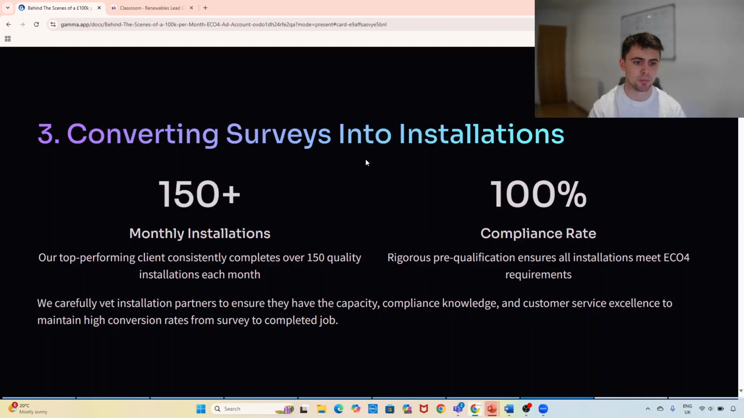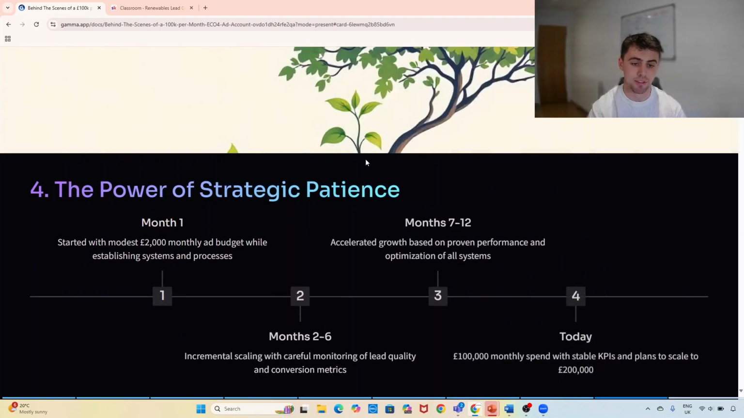So just for an example, this installer in particular, they do over 150 ECO4 installs every single month, and they never have any issues with compliance, and their funder actually gives them additional funding because of how good the jobs they submit are. So it's really important that if you are going to run an advertising campaign, whether that's with us, another company, yourself, that you have your customer service and your lead handling systems in place before you go ahead and do that.